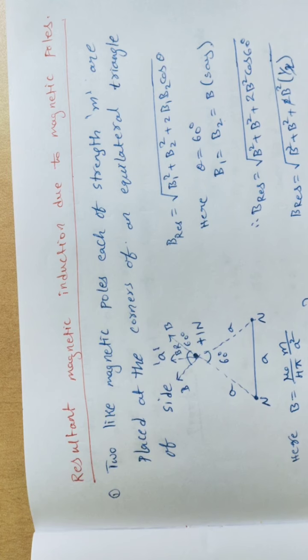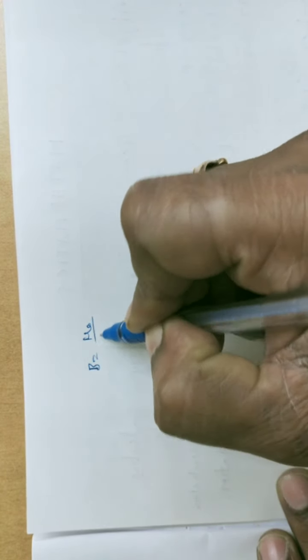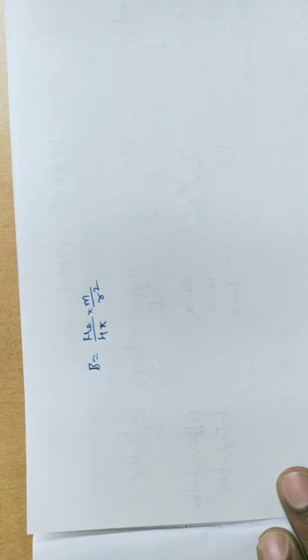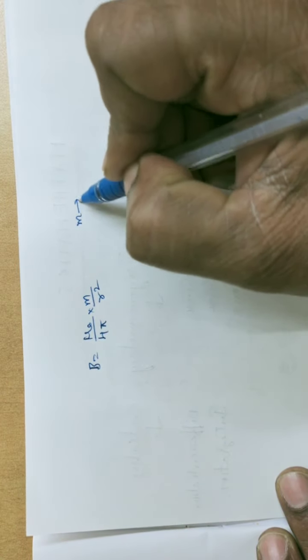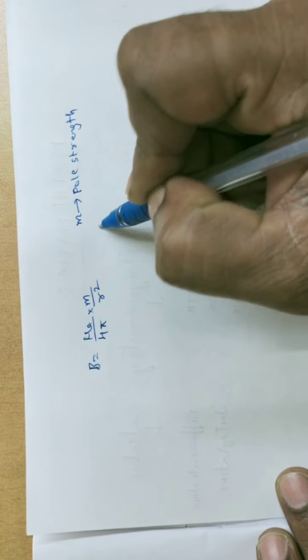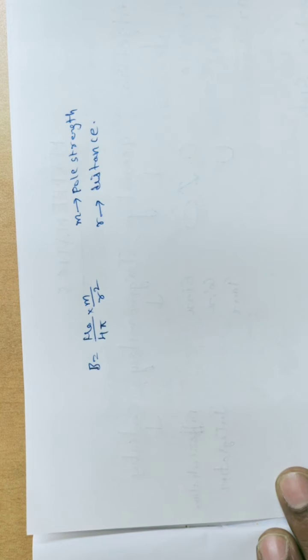And one more thing, students: the magnetic induction at a distance r is represented like this. For example, B is equal to mu naught divided by 4 pi into m divided by r square. Here m is the pole strength and r is the distance, as we discussed in previous classes.